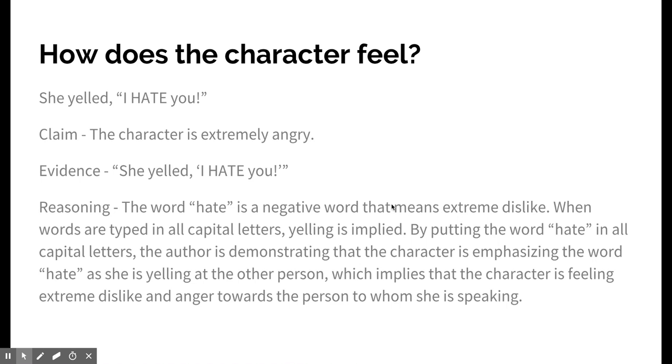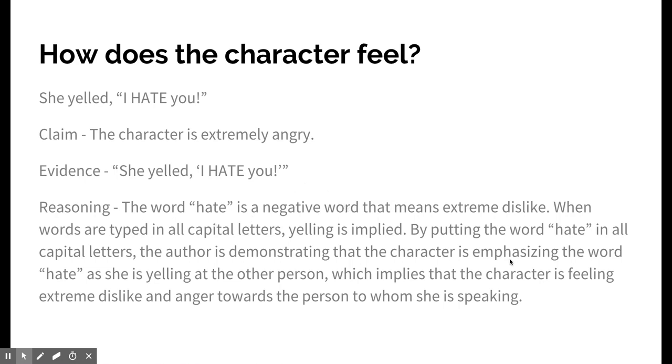And then your reasoning. By using that word hate, it's a negative word that means extreme dislike. When words are typed in all capital letters, yelling is implied. By putting the word hate in all capital letters, the author is demonstrating that the character is emphasizing the word hate as she is yelling at the other person, which implies that the character is feeling extreme dislike and anger towards the person to whom she is speaking.